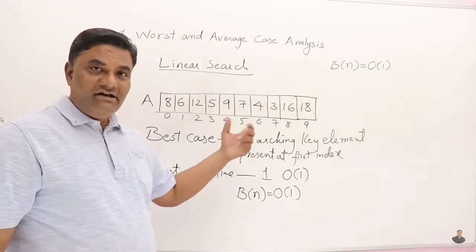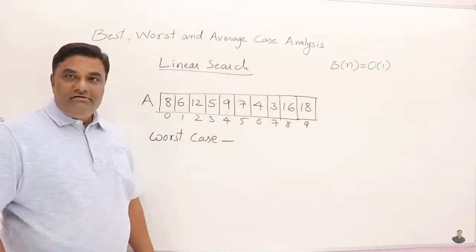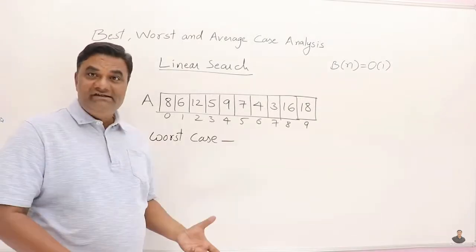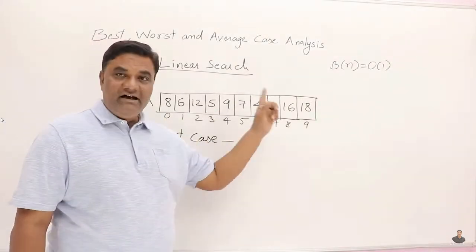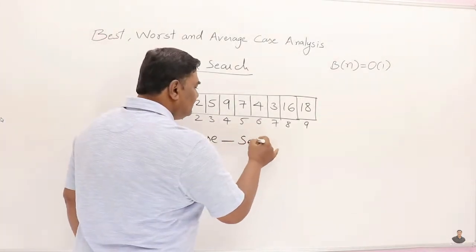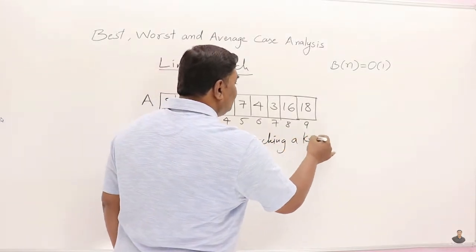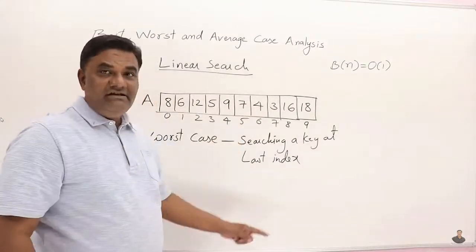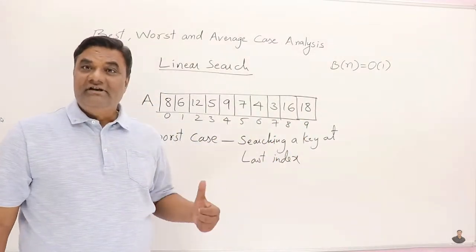Now big O, omega, what's that? We will see afterwards. First I have written that function. Now the worst case of the linear search algorithm. What's the worst case? When the algorithm will take maximum time. If I am searching for a key which is at the last index. In my example, 18 is the key which is present at the last index. So that is the worst case.